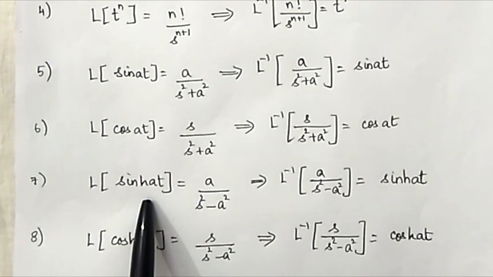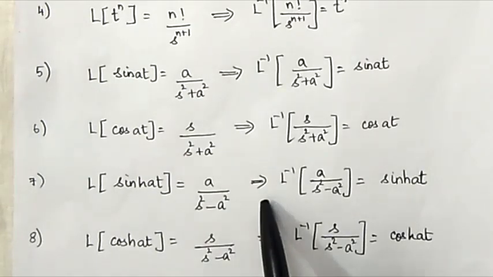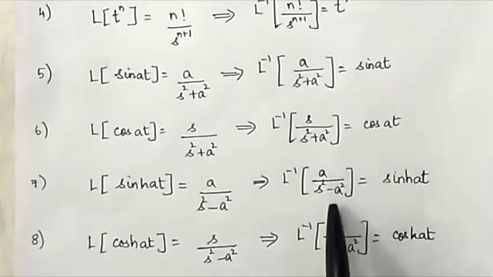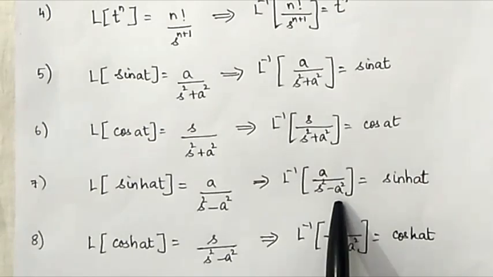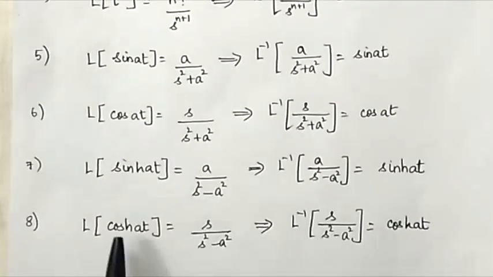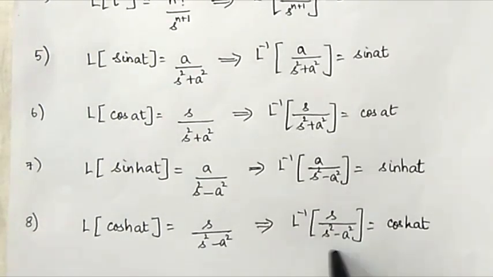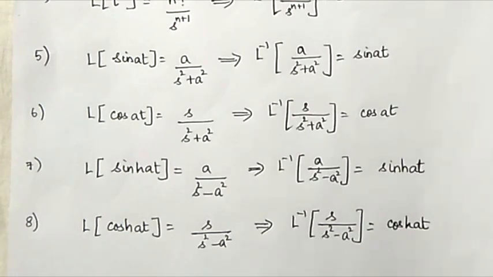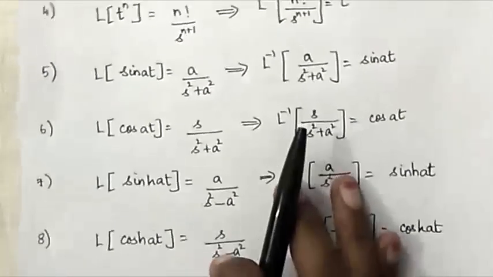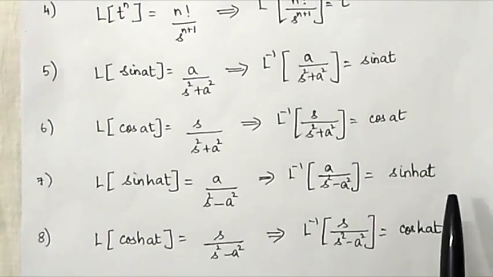Laplace of sinh(at) is a/(s²−a²), which in turn implies L⁻¹{a/(s²−a²)} = sinh(at). Laplace transform of cosh(at) is s/(s²−a²), which implies inverse Laplace of s/(s²−a²) is cosh(at). Remember, this a is a constant and s is the variable. So all the answers for inverse Laplace will always be in the form of the function of t.